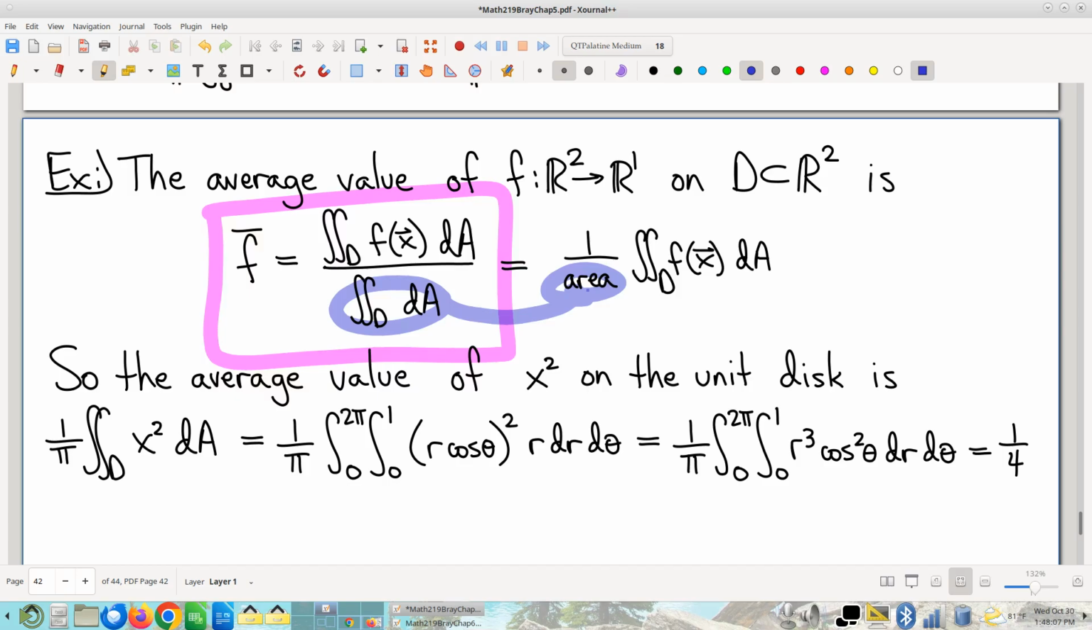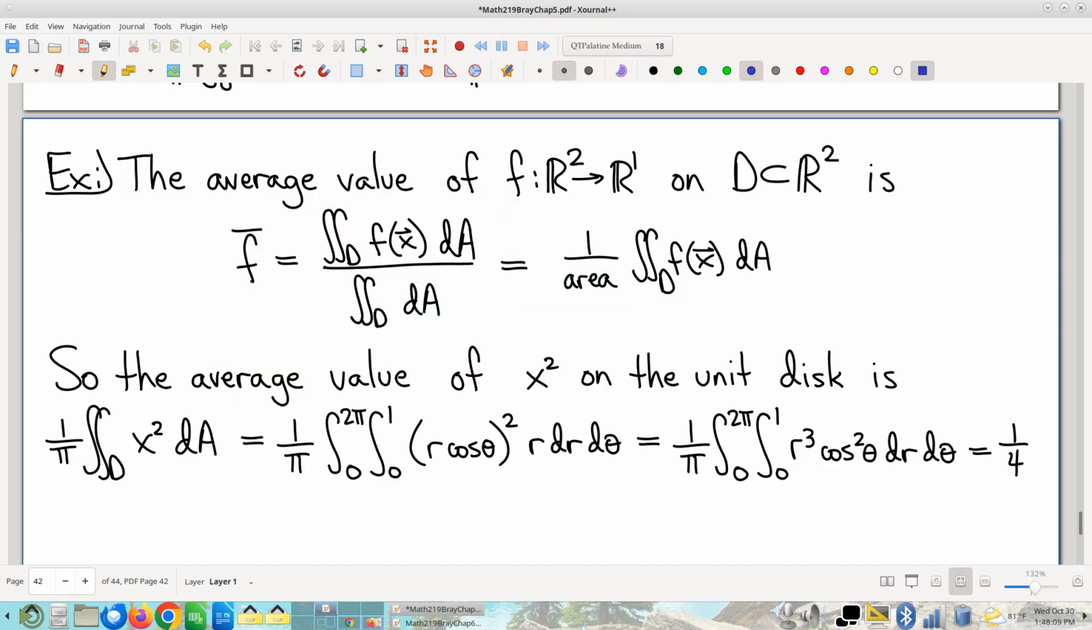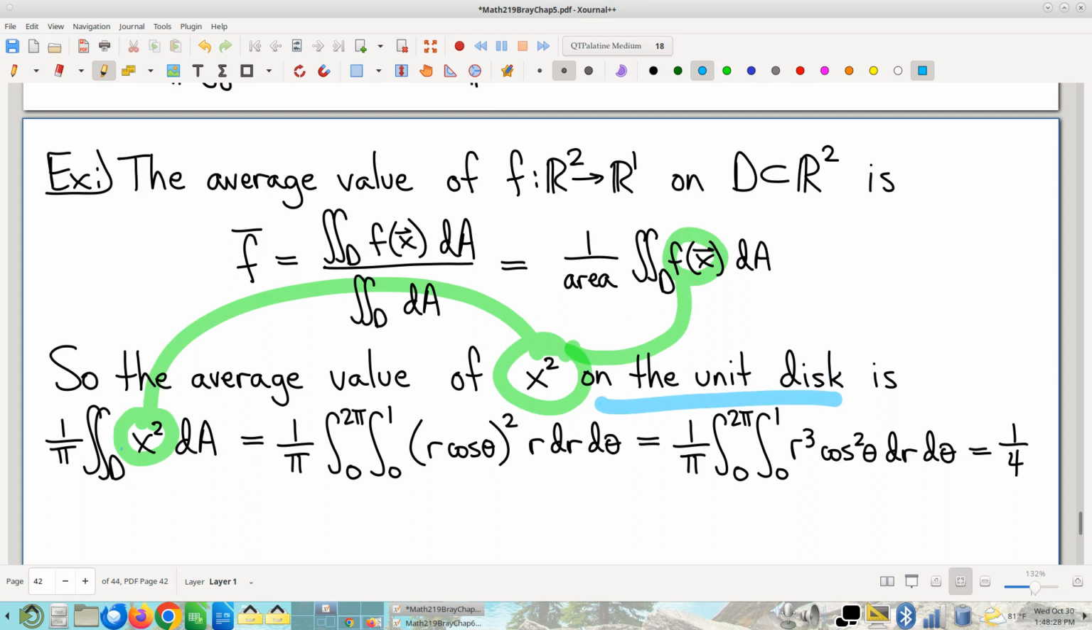Okay. So an example of this. Again, it's just a matter of plugging in. If you're interested in this function, x squared, you want that to be your f of x. That's what you want to find the average value of, specifically over the unit disk. Which means we're going to integrate on the unit disk. That's going to be our dA. That's going to be the thing whose area we have to divide by, like so.